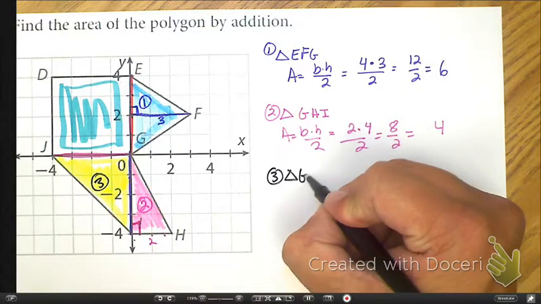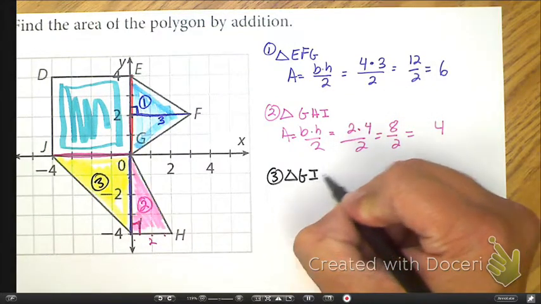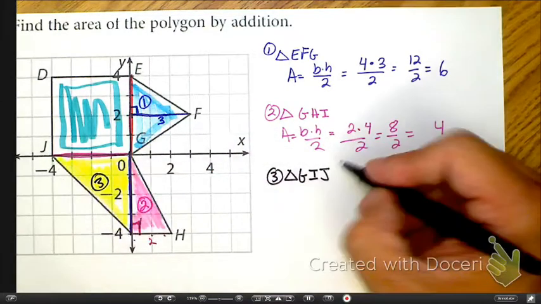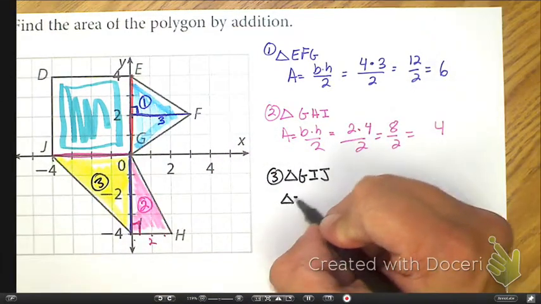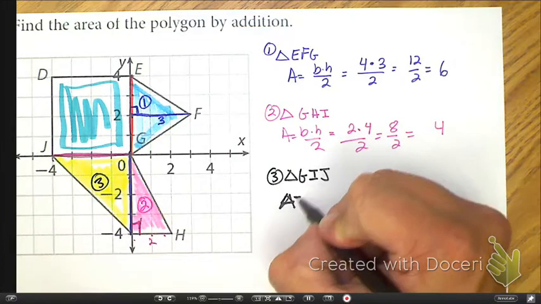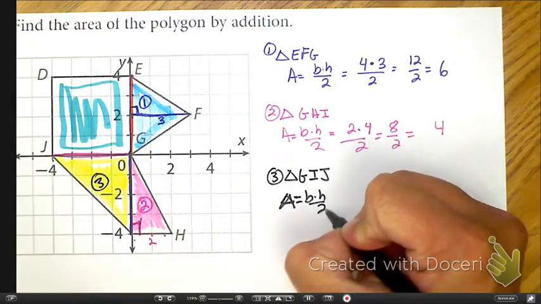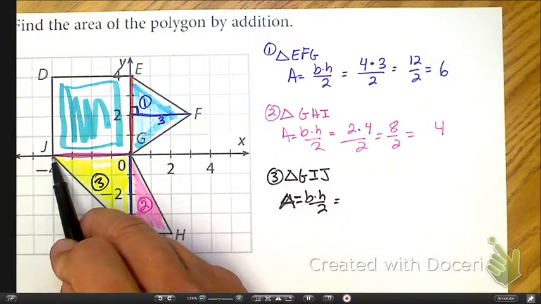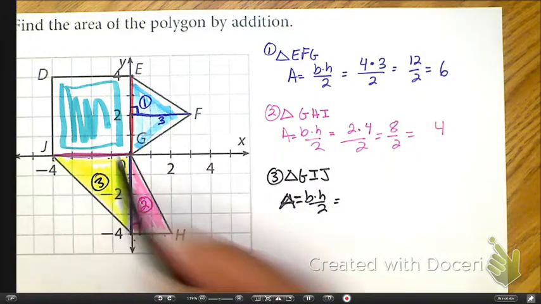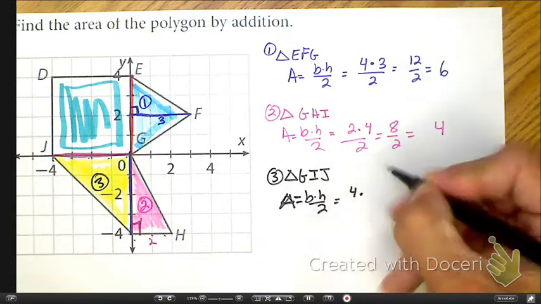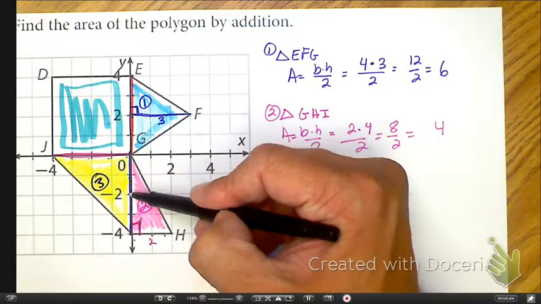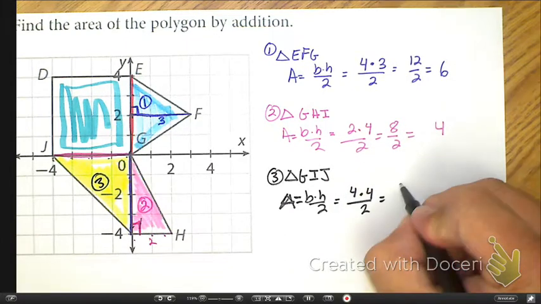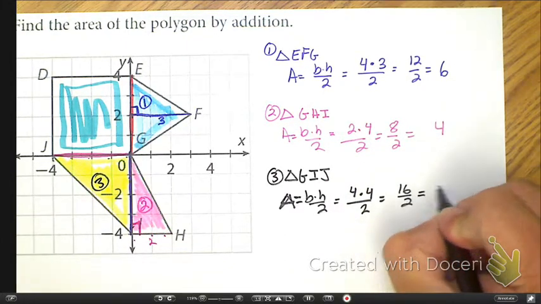Triangle G, I, J. Area is base times height divided by 2. I'm going to use the x-axis as the base. 1, 2, 3, 4. The height going down, 4. 4 times 4 is 16, divided by 2 is 8.